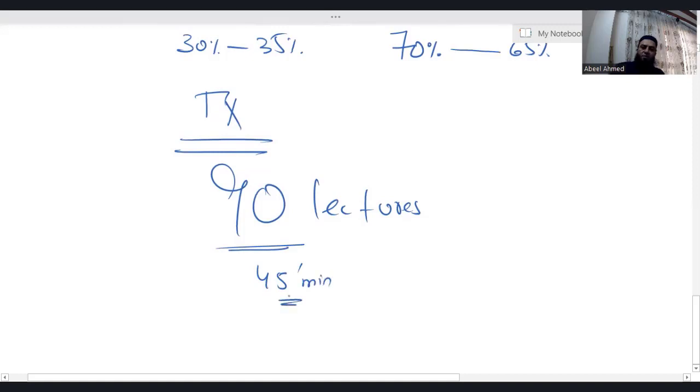So the entire taxation paper consists of 90 lectures, each 45 minutes long. If I convert that into a time period, it will be 67.5 hours, something like that. Let me reconfirm. Yes, 67.5 hours. With a little rounding off, it's going to be 68 hours. It includes the entire taxation course and the practice also.